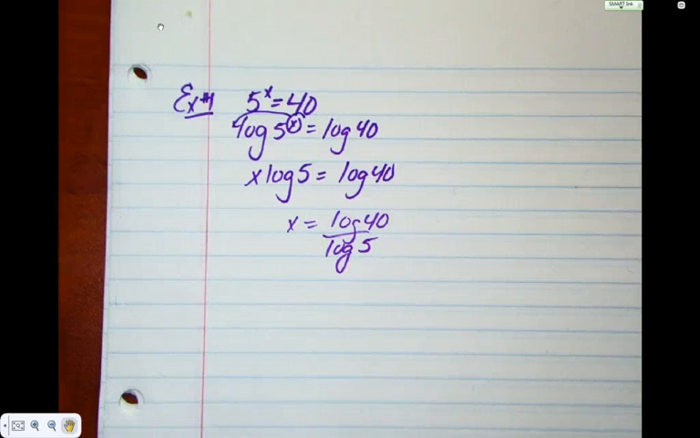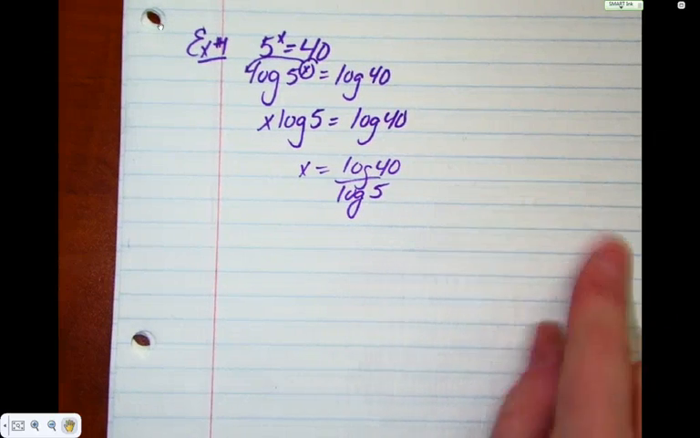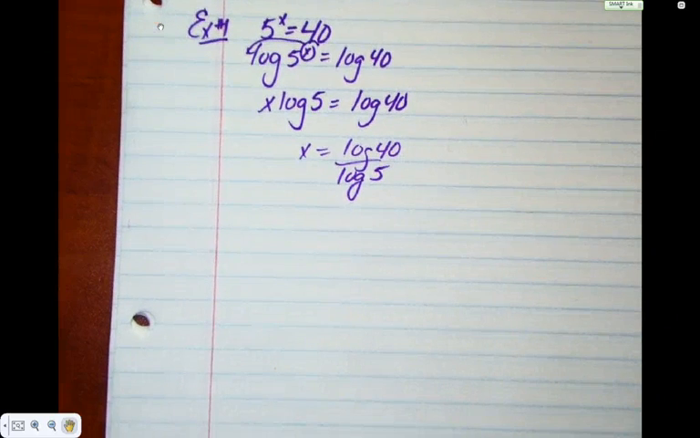If you think your brain is going to want to cancel those logs and make this 8, write yourself a note: never ever cancel logs here. They're never going to cancel out. Okay, so we can't just ignore them and say 40 divided by 5 is 8, so do not cancel logs.